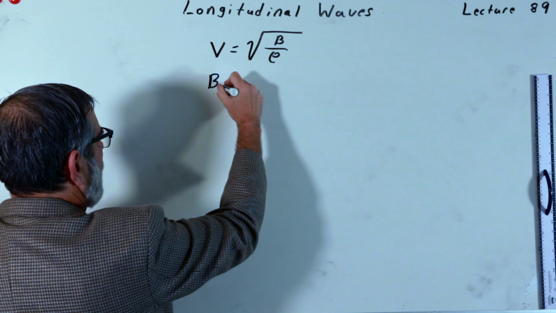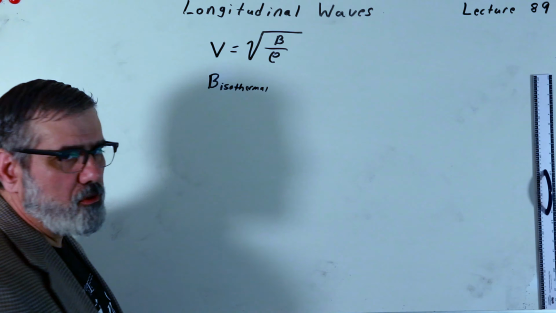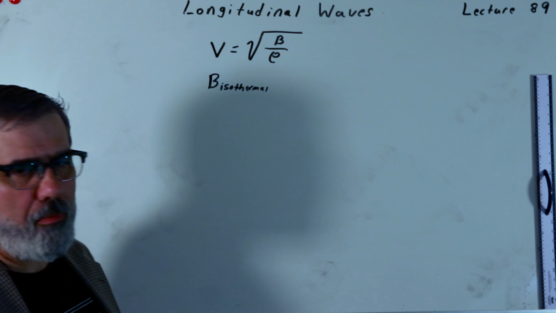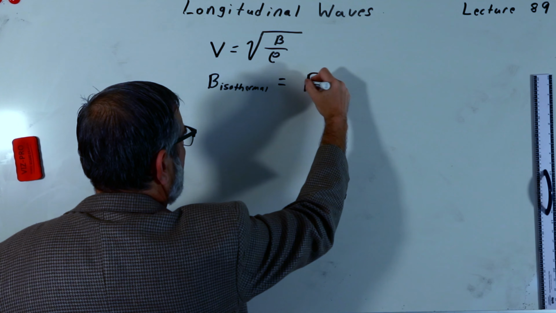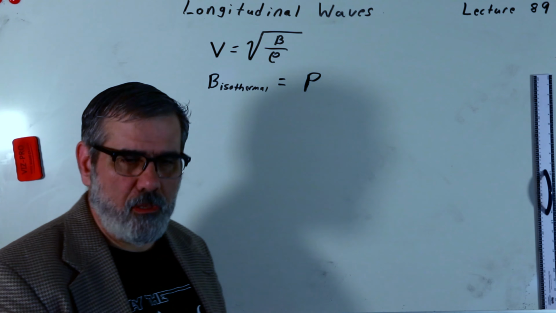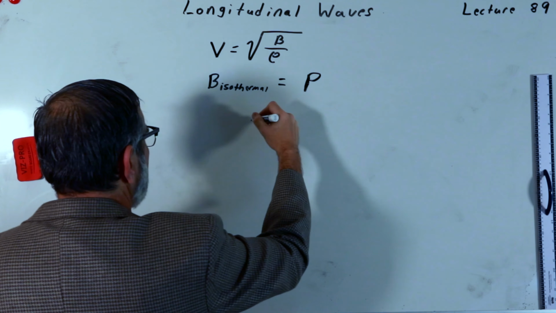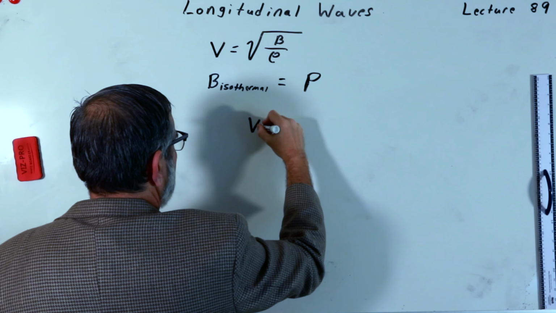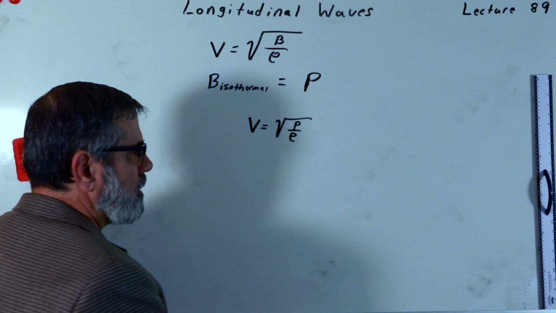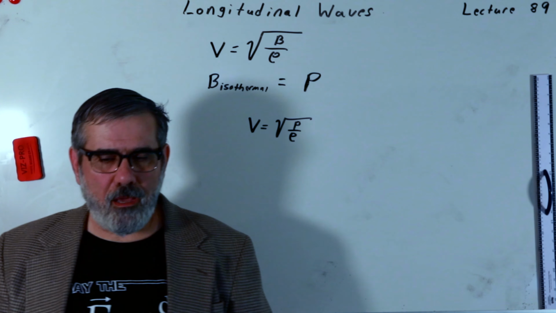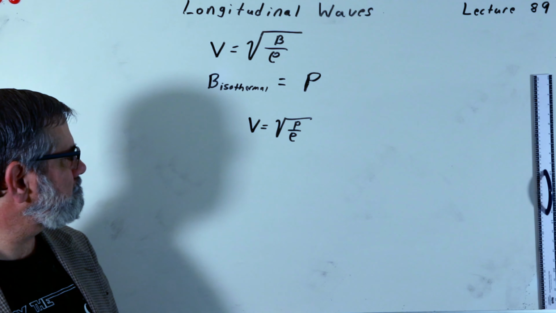Newton had assumed that the correct one to use would be the isothermal. What does that mean? That means that the temperature doesn't change, but the isothermal bulk modulus you can show is just equal to the pressure, P, of the liquid or gas. So if that's the case, then the wave speed would be just the square root of the pressure divided by the density. And he tried that and got an answer that was about 20% too small, so it wasn't fast enough.